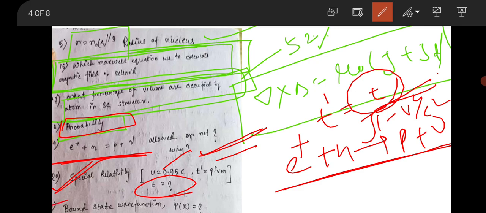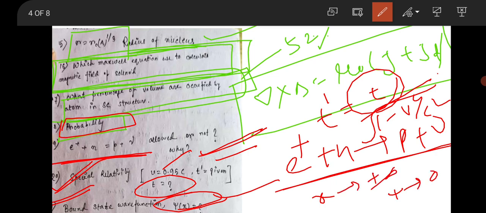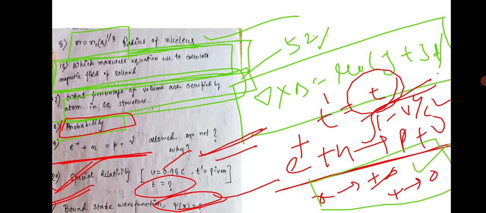Then a bound state wave function was asked. Out of all the four wave functions, which is representing the bound state, that is you should check x tends to plus or minus infinity, your psi tends to 0. Okay, so for x tends to plus or minus infinity, your psi tends to 0. So this property should be satisfied.